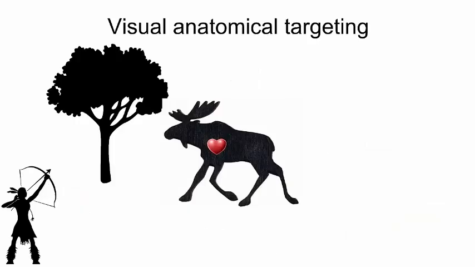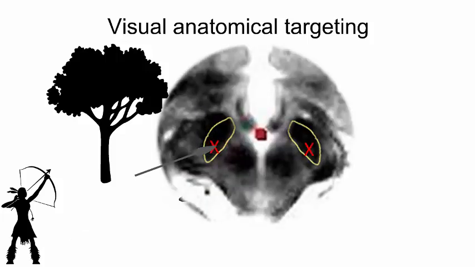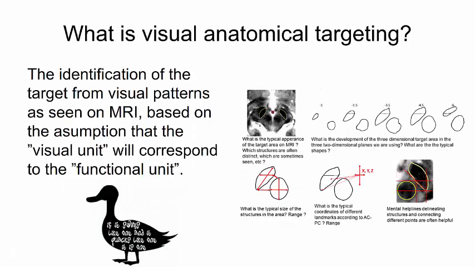With visual anatomical targeting, we look at a target in the individual patient and we place the electrode in what we perceive as the target. So, what is visual anatomical targeting? It is the identification of the target from visual patterns as seen on MRI, based on the assumption that the visual unit will correspond to the functional unit. We look at shapes, sizes, location, and relation to other structures in order to decide what we are seeing.